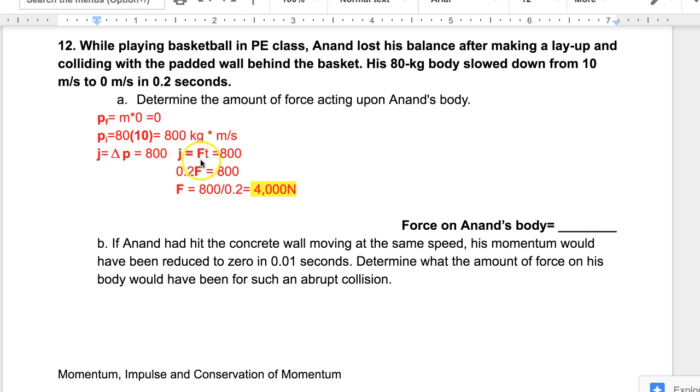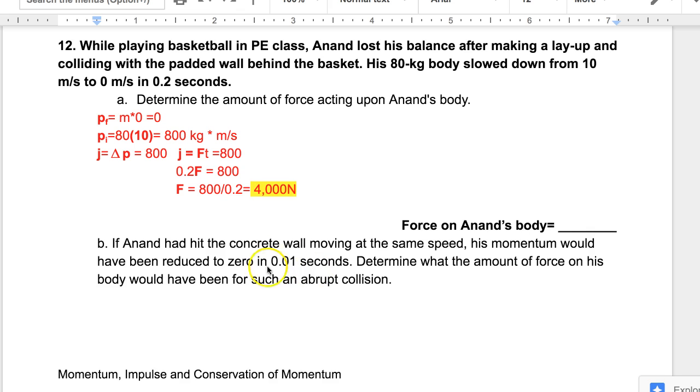So we set it up, J equals ft, and we know that impulse equals 800 because all of the momentum is lost. We know the time is 0.2 seconds, so I substitute in 0.2 for time. I get 0.2 times the force equals 800. When I divide both sides by 0.2, I get that the force on his body is 4,000 newtons.